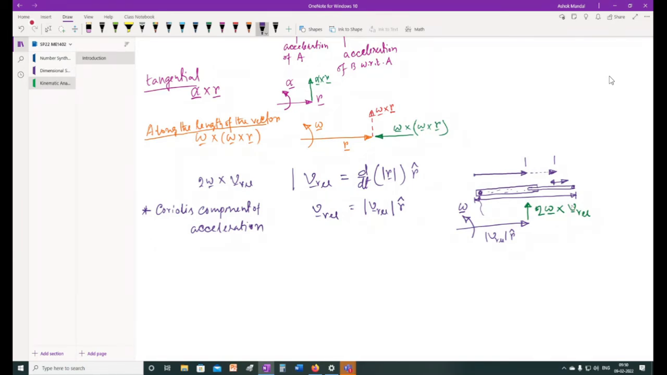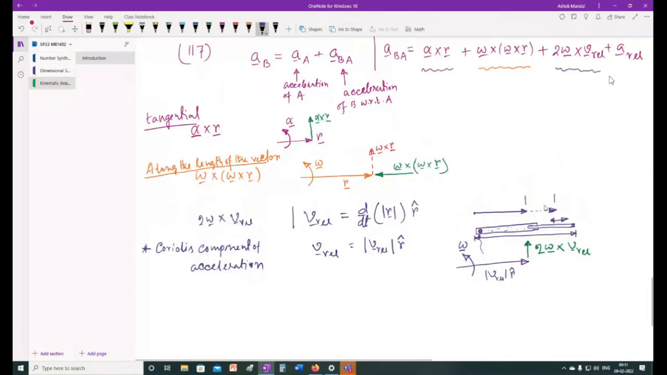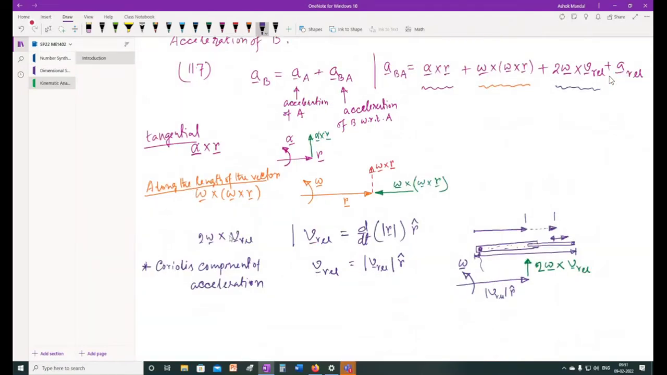And what is the direction of the Coriolis component of acceleration? It is again tangential to the direction of r. So you have two tangential components. One is this alpha cross r and the Coriolis component of acceleration, which is 2 omega cross v relative. Now, if there is no relative velocity, then the Coriolis component of acceleration is 0. We will take another example to understand this Coriolis component. The next term is the A relative term.